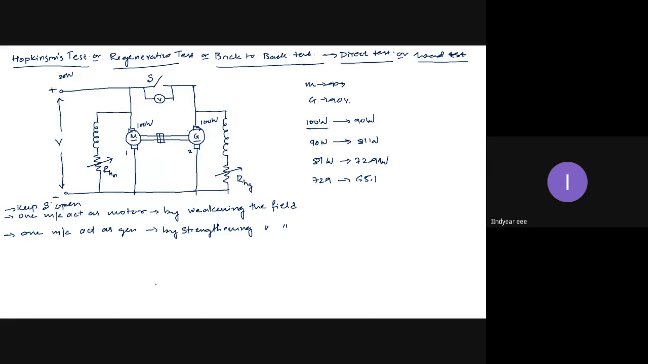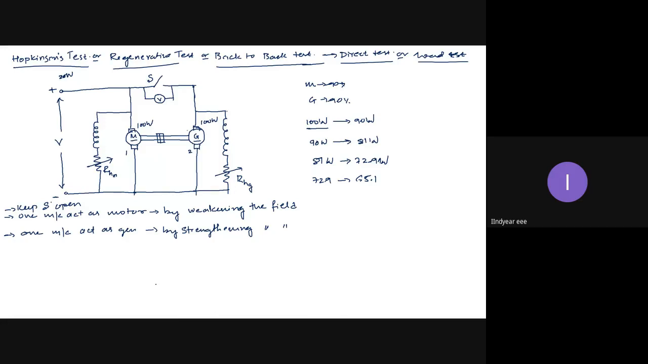What is the output at full load condition, the rated output, and the rated efficiency? That is what I want to know. Practically, we can calculate the efficiency of the motor and generator even at partial load conditions also. Up to this point, we had seen in the previous session.